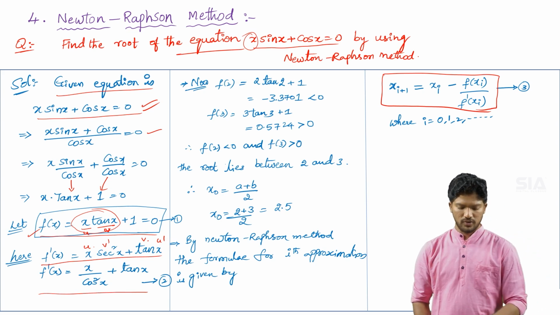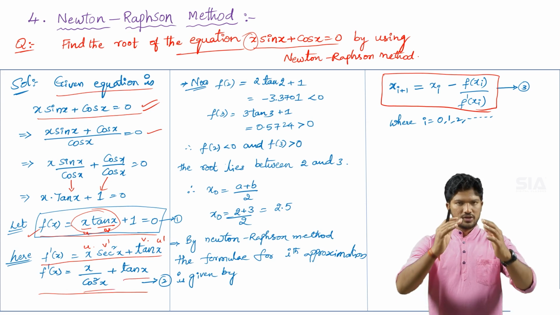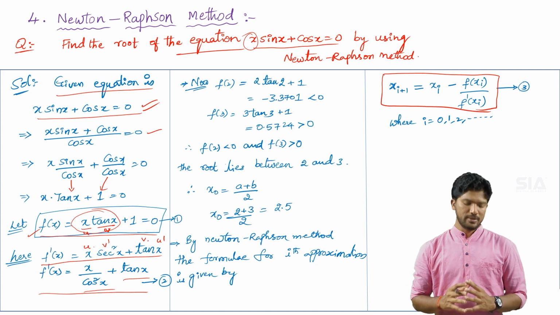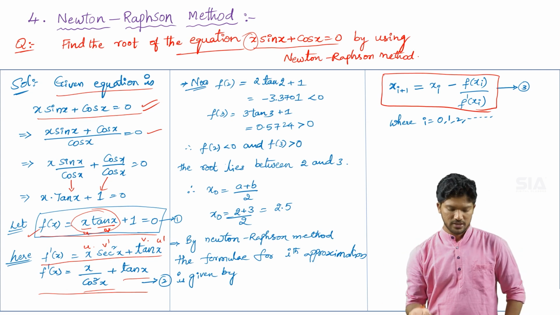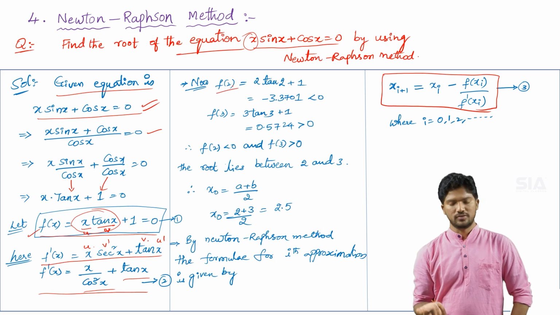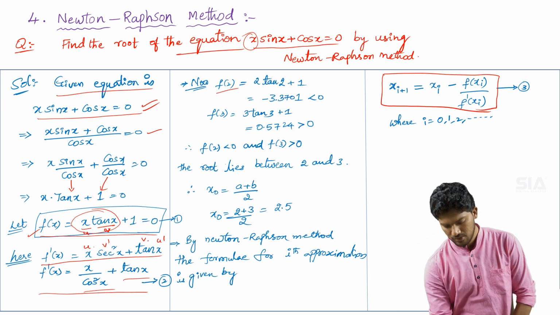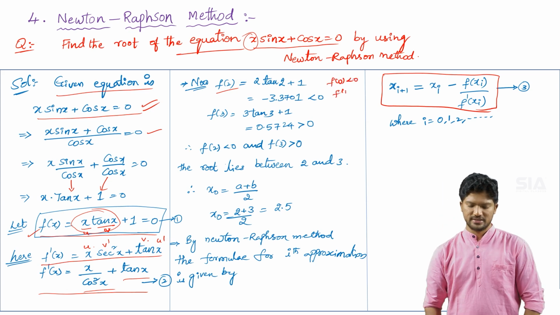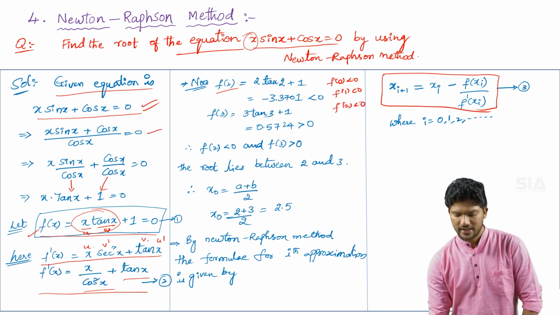Take that as equation number 2. Now you have to substitute values to get the first a and b values. Start with 0. f of 0 is less than 0, f of 1 is less than 0, f of 2 is also less than 0. Next, f of 3 you will get greater than 0.